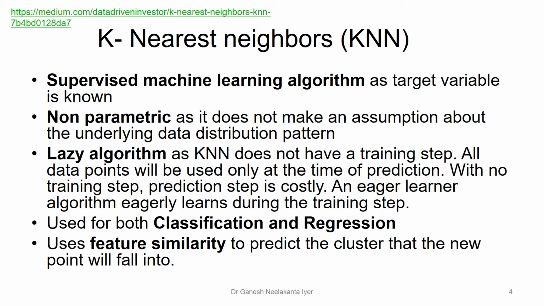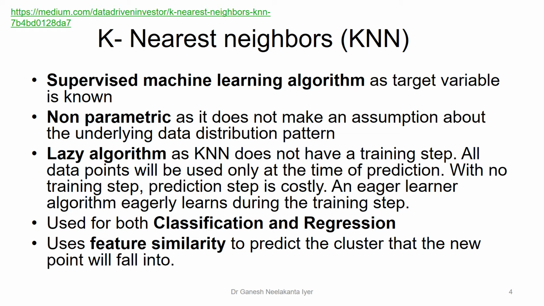It's a supervised machine learning algorithm as the target variable is known, and it is a non-parametric algorithm as it does not make any assumption about the underlying data distribution pattern. It is a lazy algorithm. Important point guys, as KNN does not have a training step, all data points will be used only at the time of prediction. With no training step, the prediction step is costly. An eager learner algorithm eagerly learns during the training step.